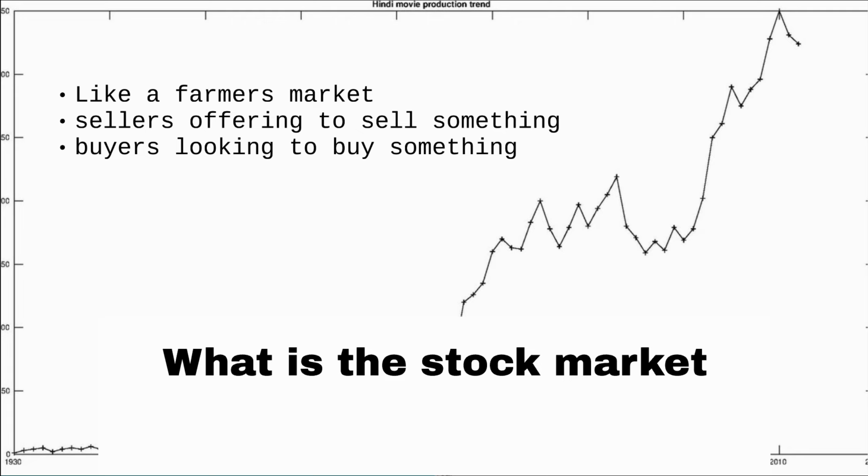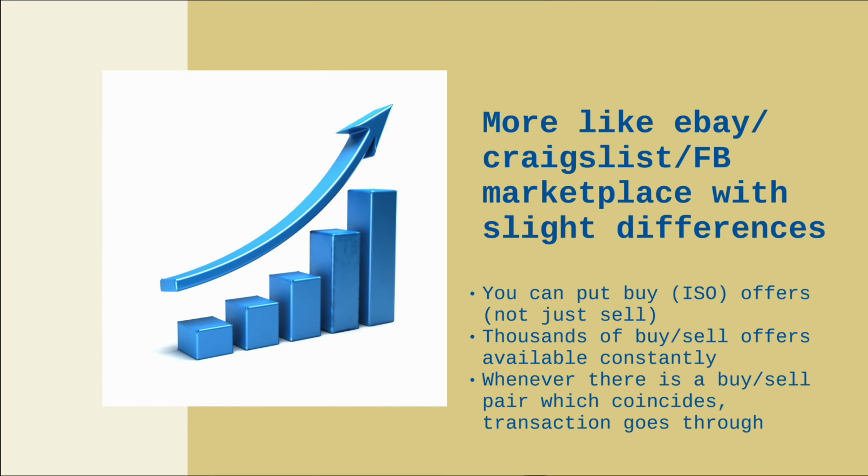So what is the stock market? The stock market is really like any other market. So like a farmer's market, for example, where sellers offer to sell things and buyers are looking to buy something. But obviously it's a virtual market, and there are several slight differences. First of all, you can put buy offers, or what's called in search of offers. Also, there are thousands of buy and sell offers available constantly.